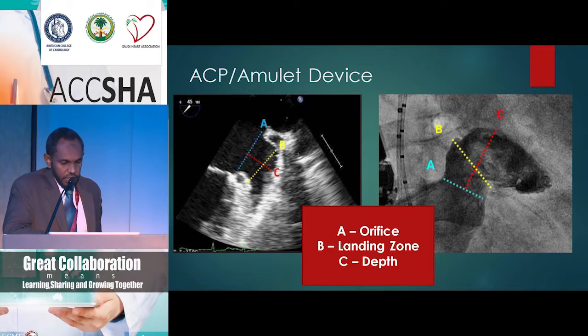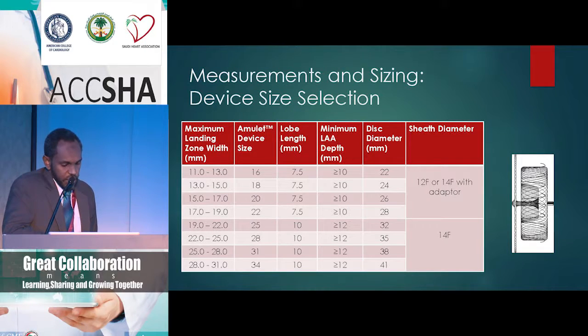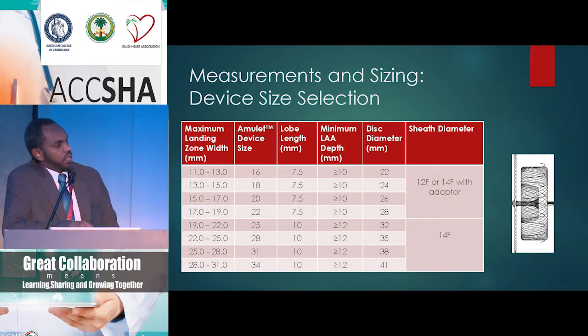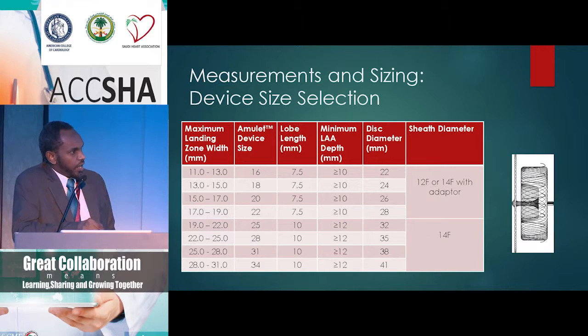The good thing about this device is that the depth is fairly fixed, whereas in the WATCHMAN device, the diameter of the device equals the depth of the device. Here, the depth is fairly fixed. For the first 4 sizes, you need a depth of 10 millimeters or more. For the larger 4 sizes, you need a depth of 1.2 centimeters or more. So really fairly shallow depth to allow for anchoring of the device, and then the ostial portion is sealed off with this disc.